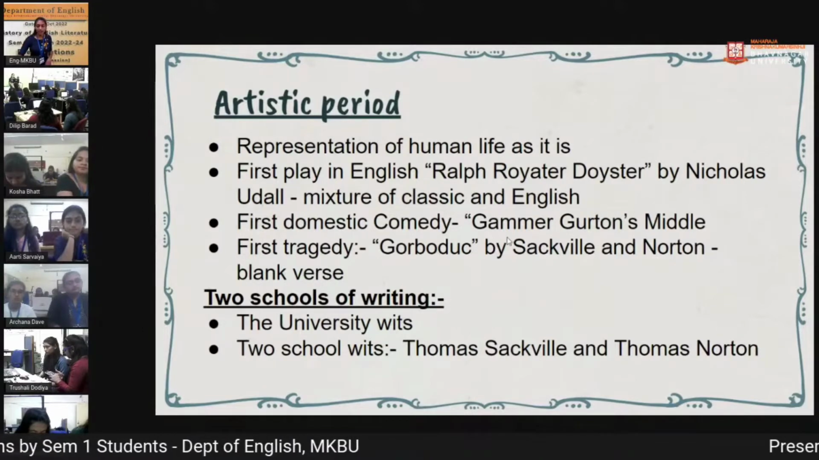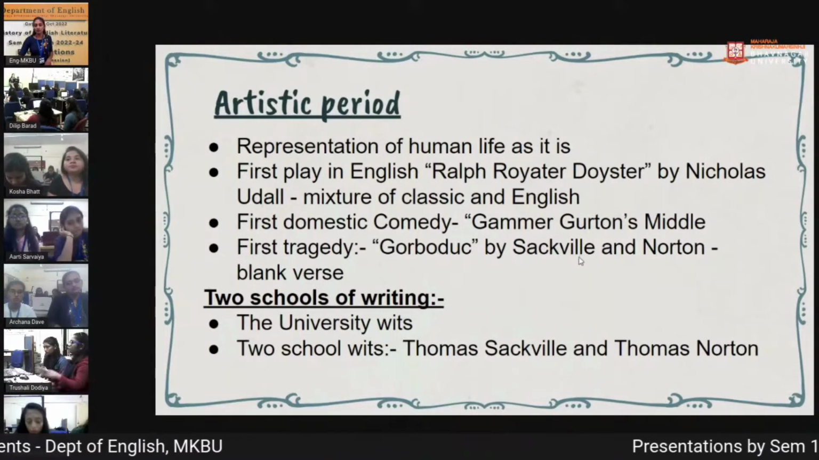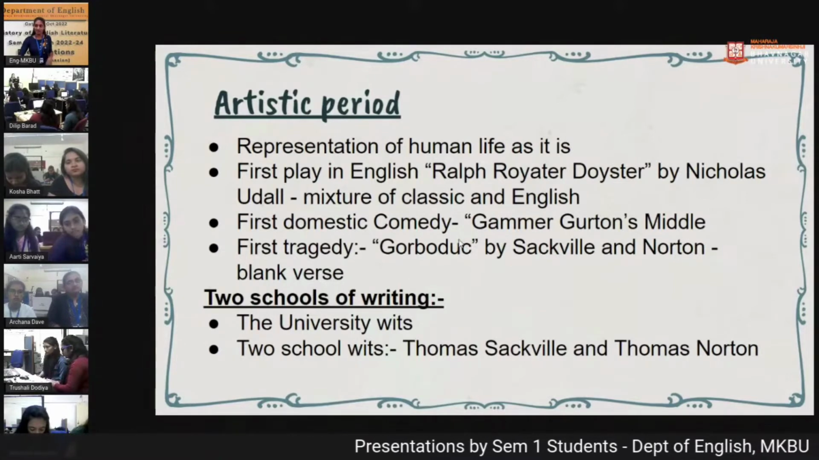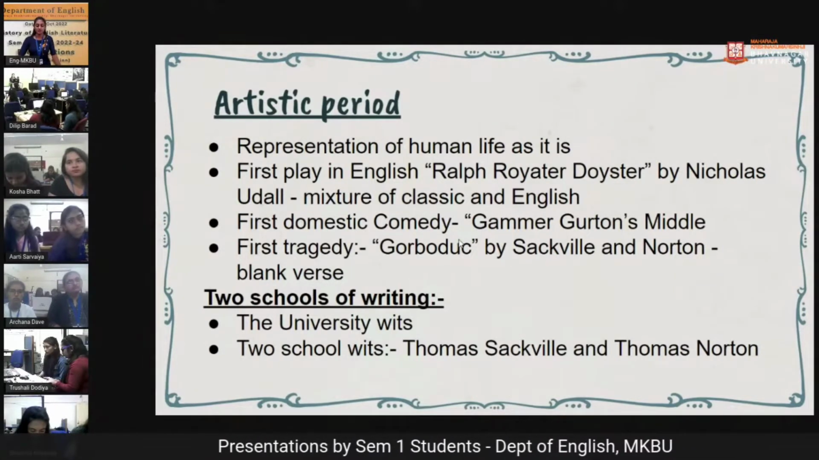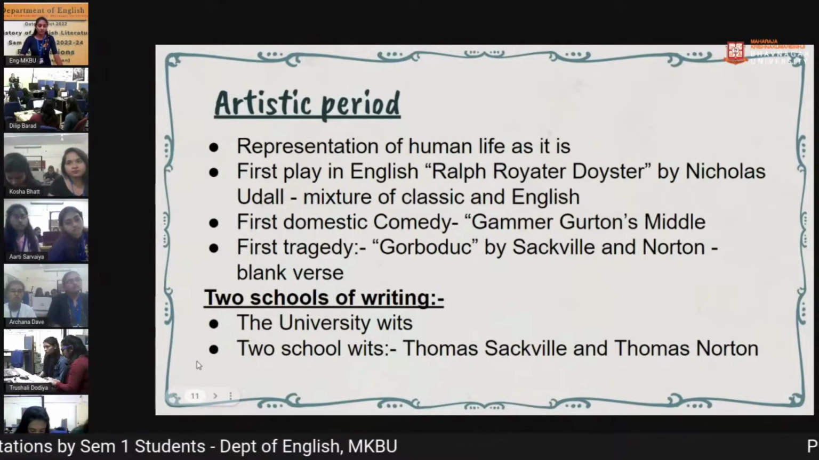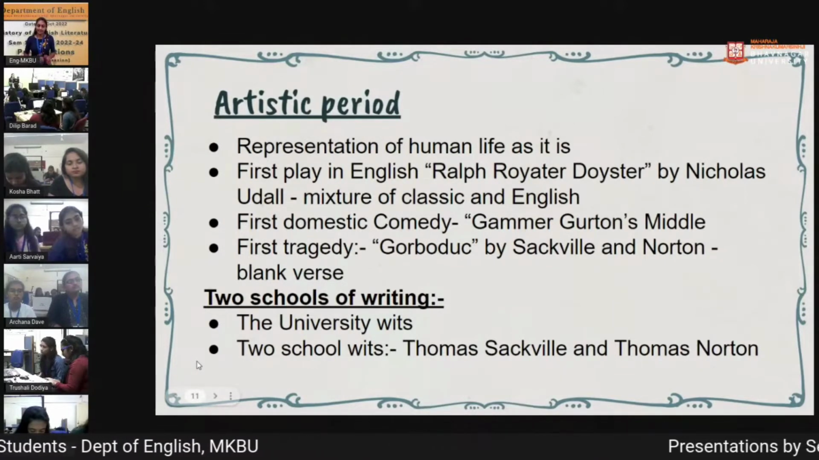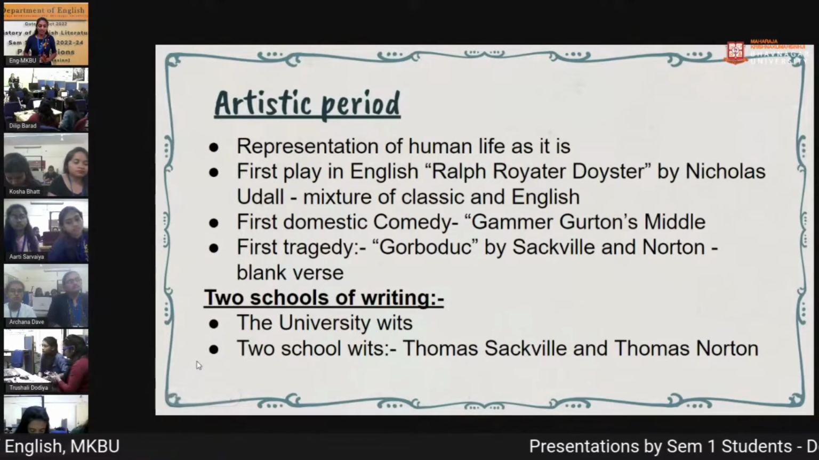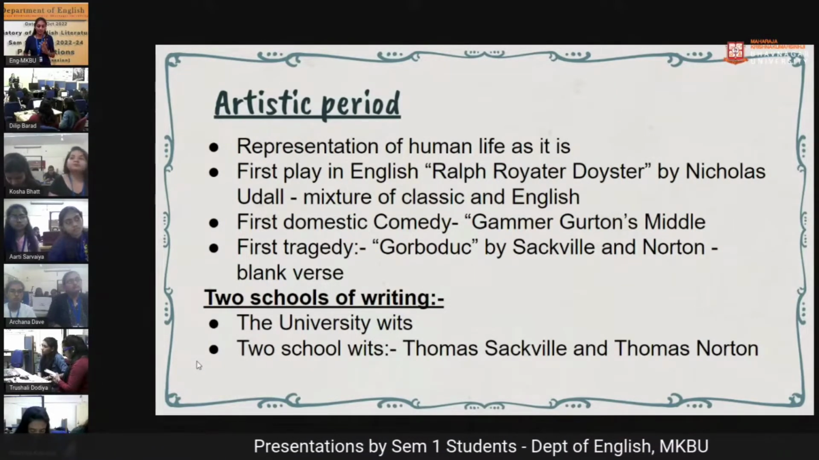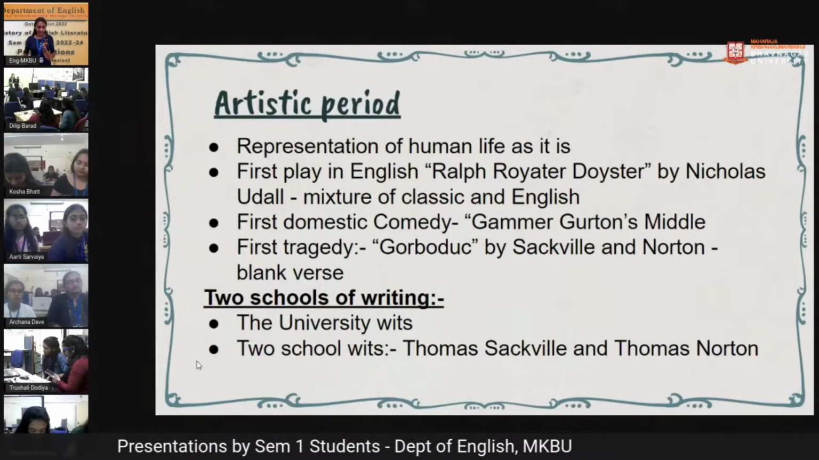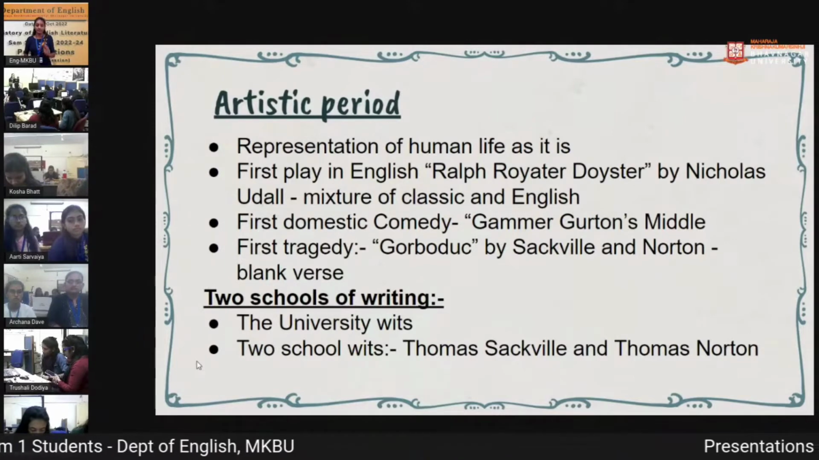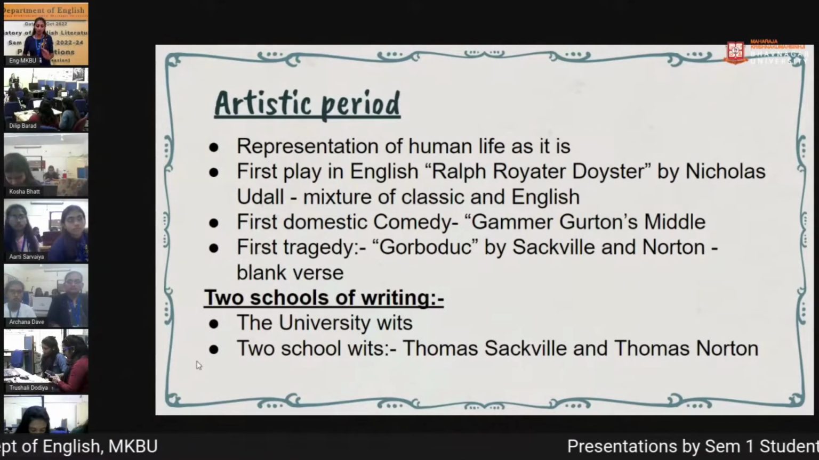The authorship of Gammer Gurton's Needle is also disputed, so there is not a specific name. There are lots of disputes around this play. There were two schools of writing in this artistic period of the drama. First was the University Wits, and another was the school wits, Thomas Sackville and Thomas Norton, who wrote the first tragedy in English, Gorboduc.